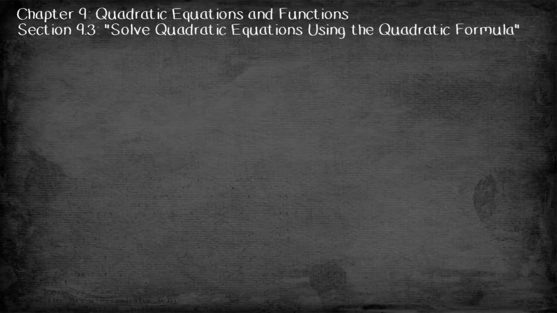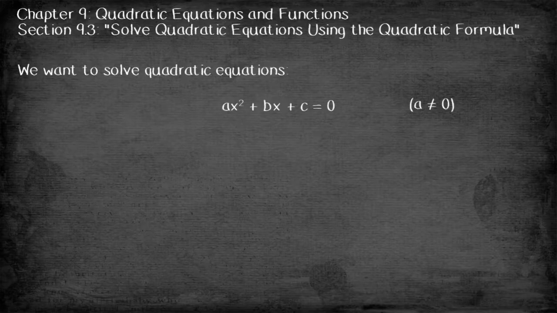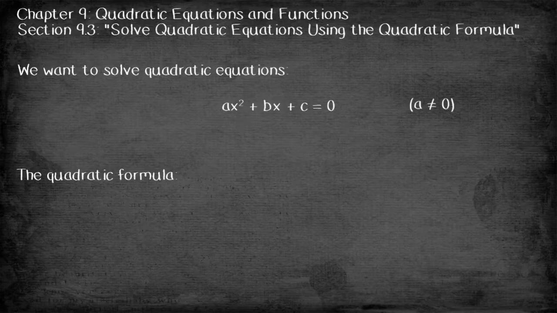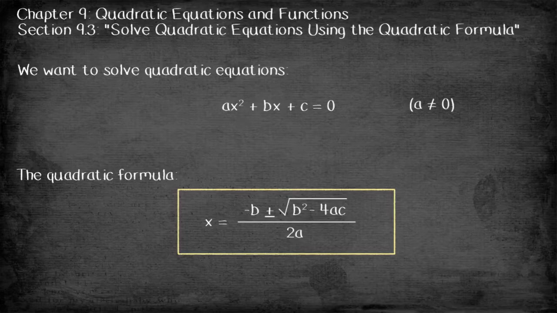Well, the goal is to solve quadratic equations. Now, your equation might not look like this to start with, but you can always write it this way: ax squared plus bx plus c equals 0, with a little bit of work. What we want is a formula that instantaneously tells us the solutions of that equation. And here it is. X is equal to negative b plus or minus the square root of b squared minus 4ac, all divided by 2a.